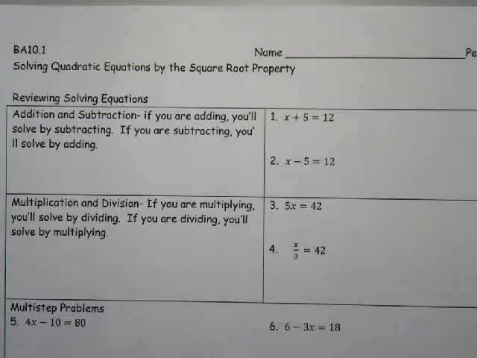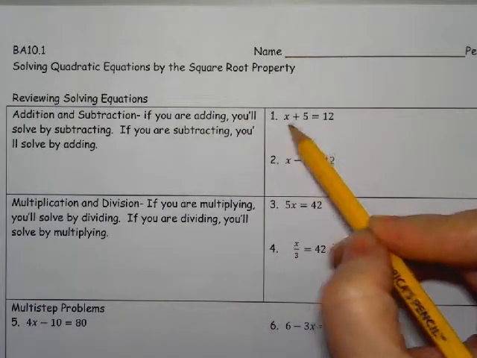When we are talking about solving basic linear equations, there's some processes that are called inverse operations that we need to pay attention to. Addition and subtraction are inverse operations. So here we are adding, x plus 5. We need to get x alone.